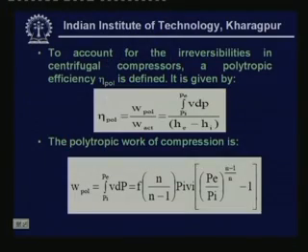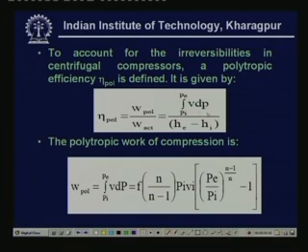And to account for the irreversibilities in centrifugal compressors, a polytropic efficiency eta_pol is defined. The polytropic efficiency is the ratio of polytropic work divided by the actual work. So, if you are writing in terms of specific works, this is nothing but integral VdP, integration has to be performed from Pi to Pe, divided by He minus Hi. So, this is your polytropic work and this is your actual work. So, this has got to be the actual enthalpy rise.